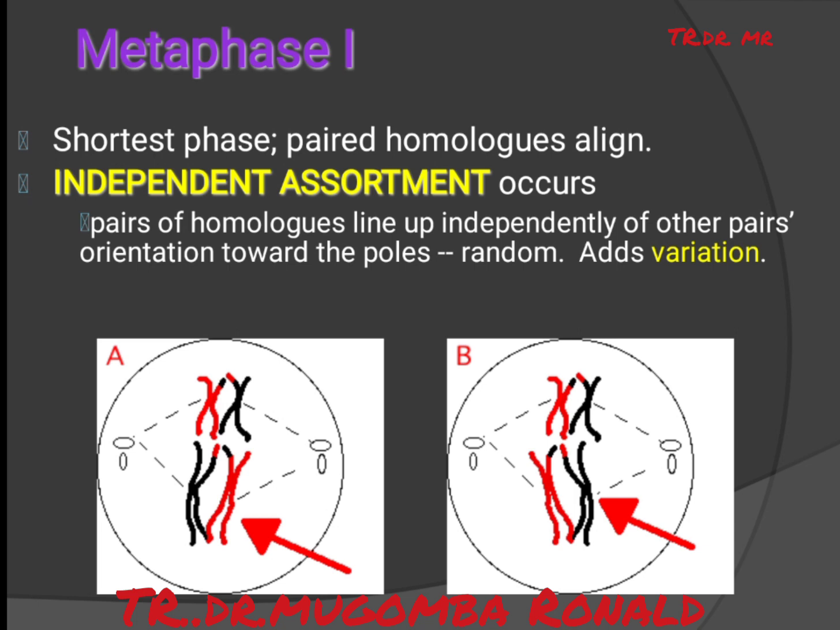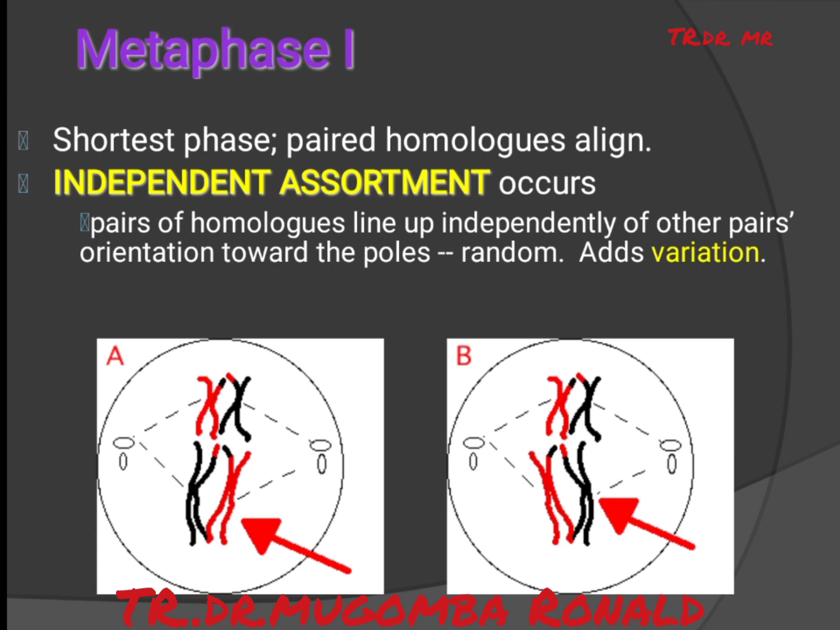When you look at these chromosomes, when they are aligning themselves at the spindle equator in pairs, they do it independently. Let's say we have two poles, the pole at the left side and the pole at the right side. The one that comes to the left does not first ask the one that is going to the right. It is independent. So you can have the maternal on the right.